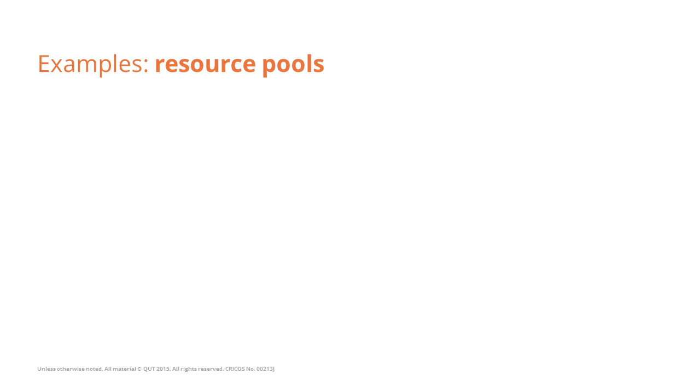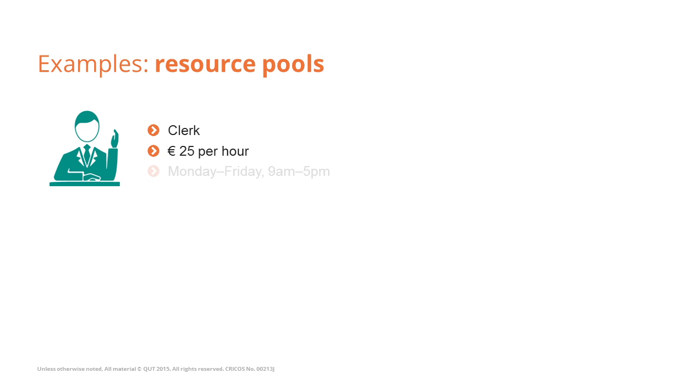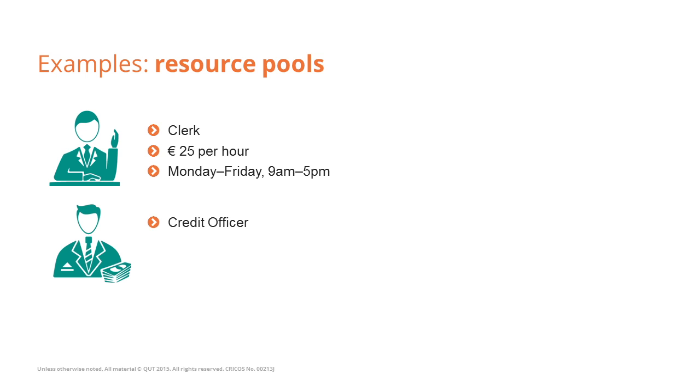An example of a resource pool could be, for example, a clerk, which corresponds to a role in the organization. The clerk has a cost of 25 euros an hour and works according to a calendar Monday to Friday, 9 to 5. Another example could be a credit officer with a cost for each credit officer of 25 per hour and a calendar Monday to Friday, 9 to 5.